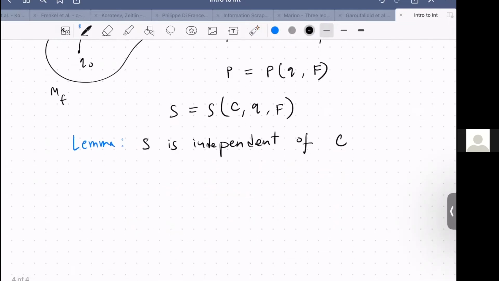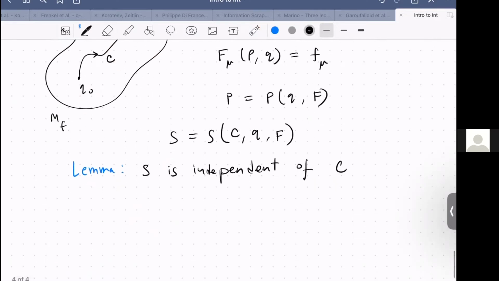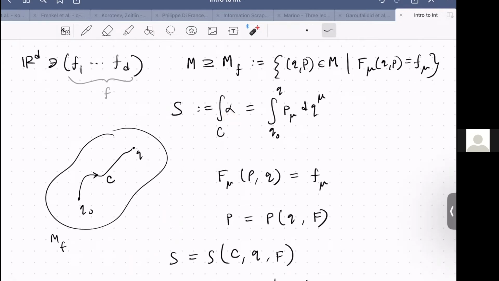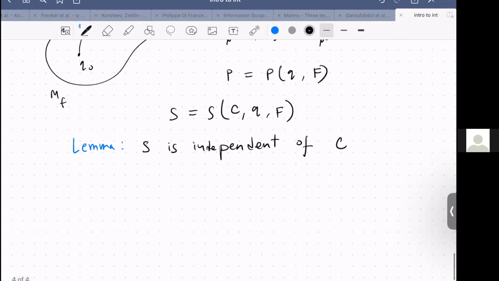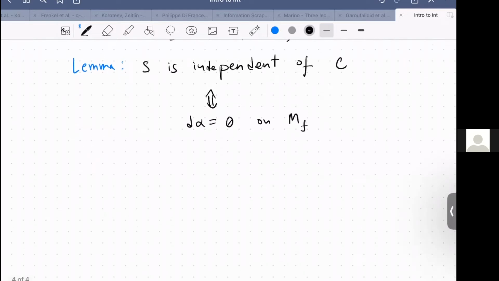So how do you prove this? In which situation does an integration over a line not depend on the line and only depend on the endpoints? In general, that is the case when the thing that you're integrating is closed, meaning that this is equivalent to saying that d alpha is 0 on the level curve. Is this clear? I mean, there's some differential geometry involved. I'm assuming it should be somewhat familiar.